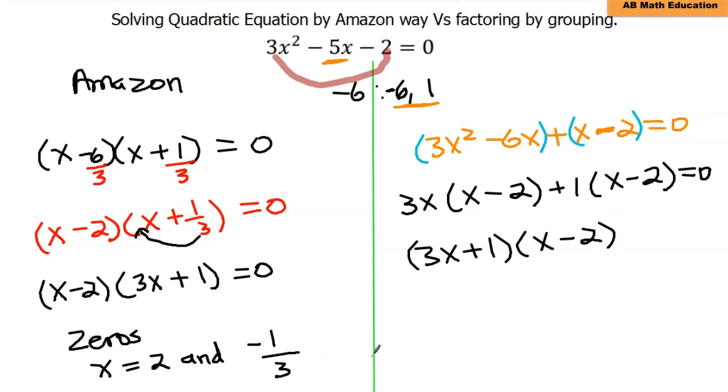Guys, that's all that we can do for now. In our next video, we are going to use bigger numbers, and you will realize that indeed the Amazon way always works, and the factoring by grouping also works. So you pick and choose whichever one that you want.